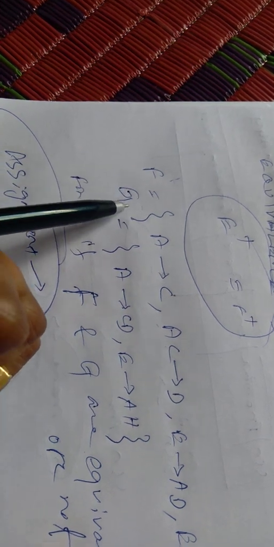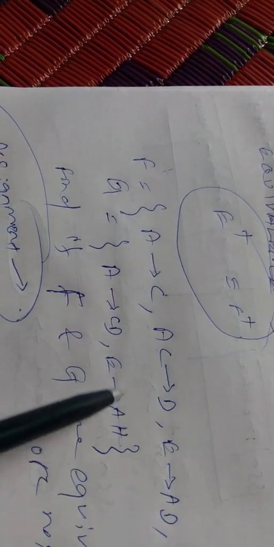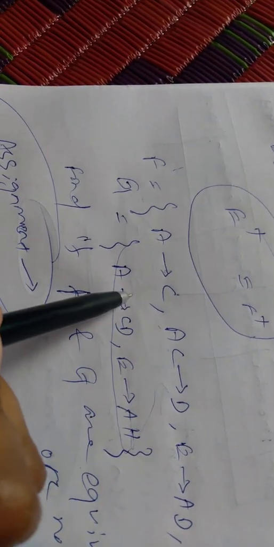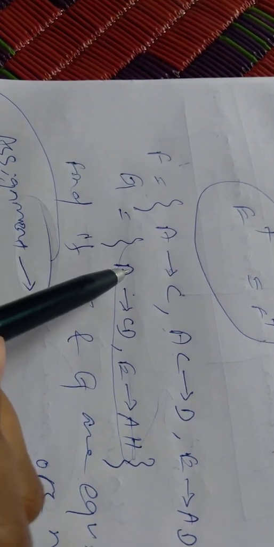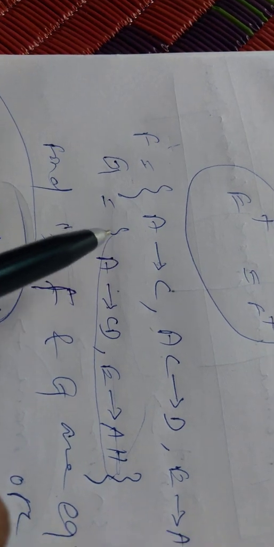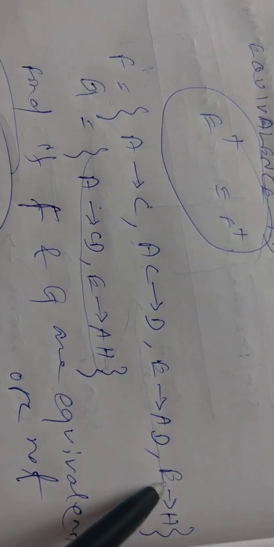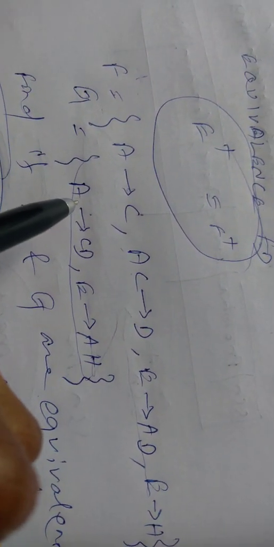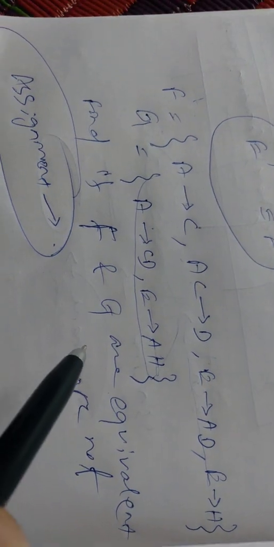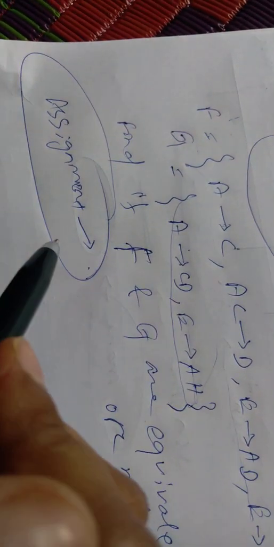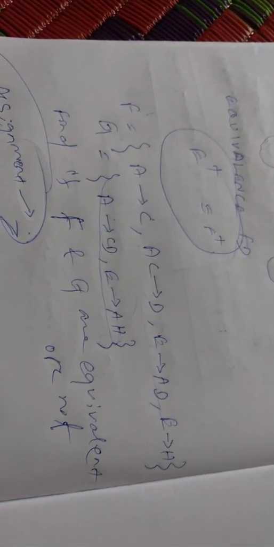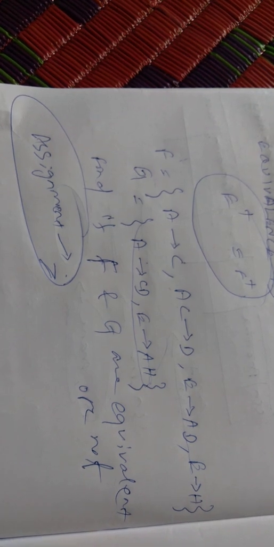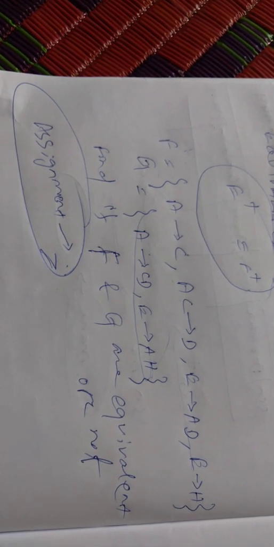Whatever functional dependency is contained in this is present in f plus, and whatever functional dependency is present in this is covered by g plus, then both are equivalent. So solve this. This was the concept for today's class. Fine. Any doubt or any issue, you can let me know.